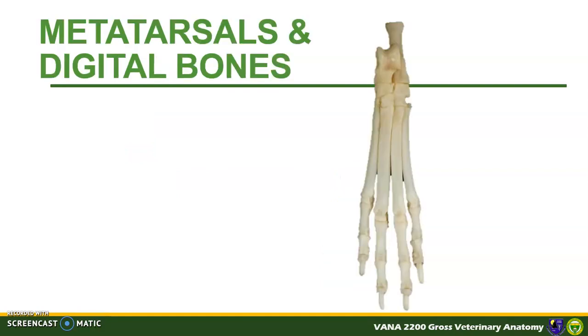Here are the metatarsal bones and the bones of the digits of the pelvic limb. The pattern is almost the same as in the thoracic limb. However, the metatarsal bones are longer than the metacarpal bones. The shortest metatarsal bone, which is metatarsal bone 2, is as long as the longest metacarpal bone.